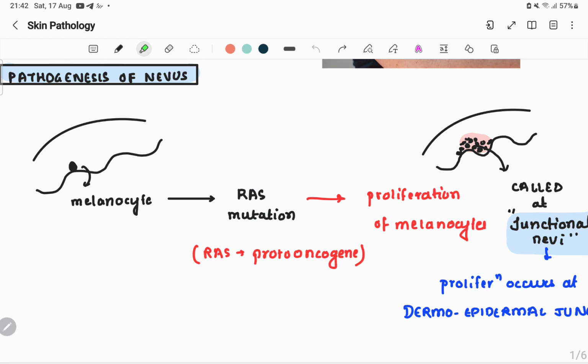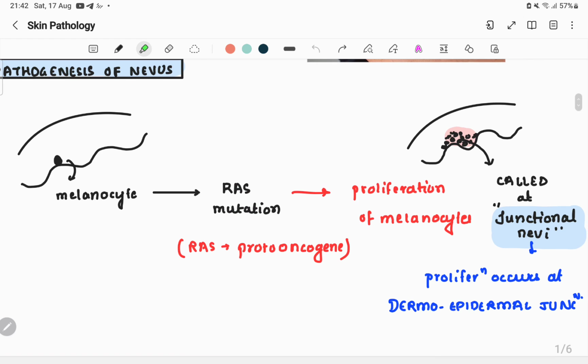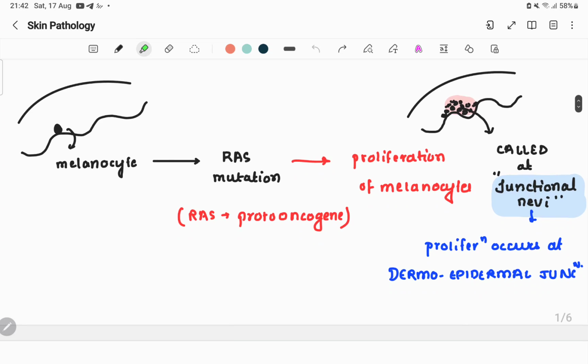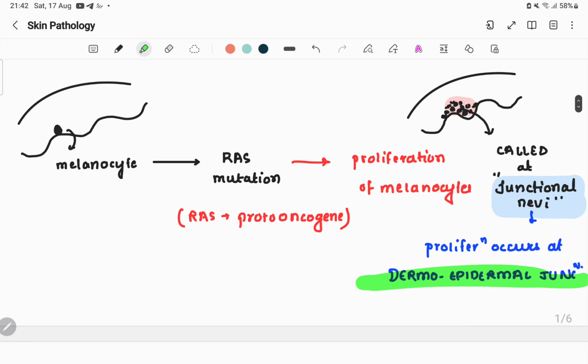RAS is a proto-oncogene. Due to this RAS mutation, there is a proliferation of melanocytes. The melanocytes will start proliferating here. This proliferation is called a junctional nevus. Junctional nevus means proliferation is occurring at the dermo-epidermal junction, the junction between the dermis and the epidermis. So you can say proliferation has occurred in the dermo-epidermal junction, that is junctional nevus.